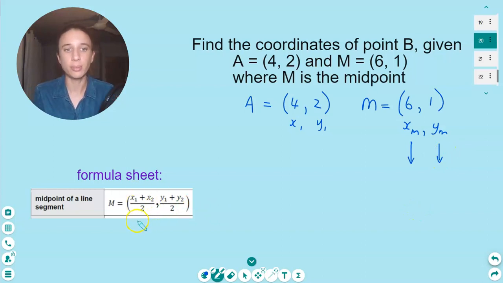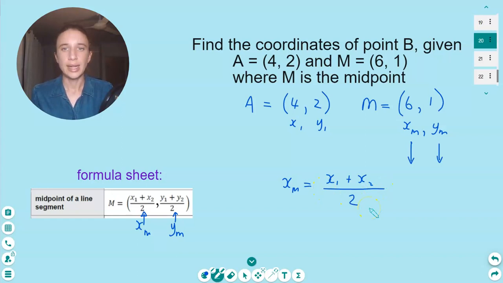Looking at this formula in our formula sheet, XM is calculated using that. YM is calculated using that. Okay, now let's have a look. So we could write things like this. XM is X1 plus X2 divided by 2. Sometimes it actually helps to write down what you're trying to find. So we're trying to find the coordinates of point B. So this time we don't actually know X2 and Y2.